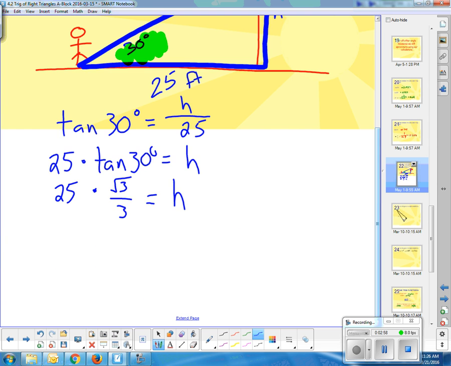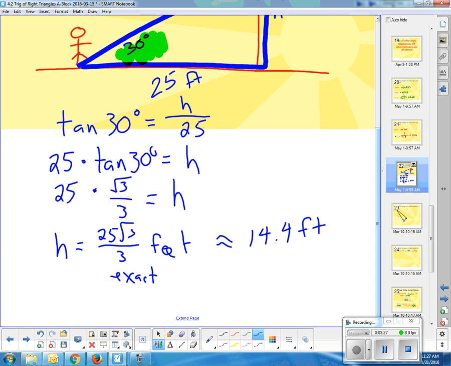And if I want to give the exact value, it would be 25 root 3 over 3 feet. And that's an exact value. But generally, the approximate value would be fine. And it wouldn't be a terrible thing at this point to put it into the calculator: 25 root 3 divided by 3. You get approximately 14.4 feet. So there's one example of using trigonometry to solve a triangle.